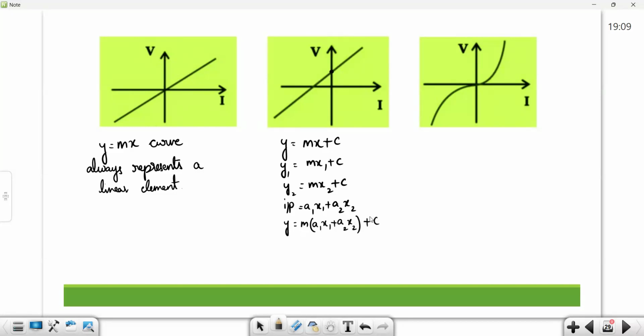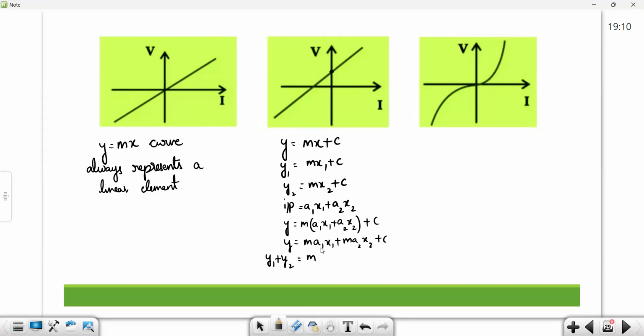Now you compare this output. I'm writing it separately: m into a1 x1, plus m into a2 x2, plus c. Now if you compare this output y with the output of y1 plus y2, what will be y1 plus y2?